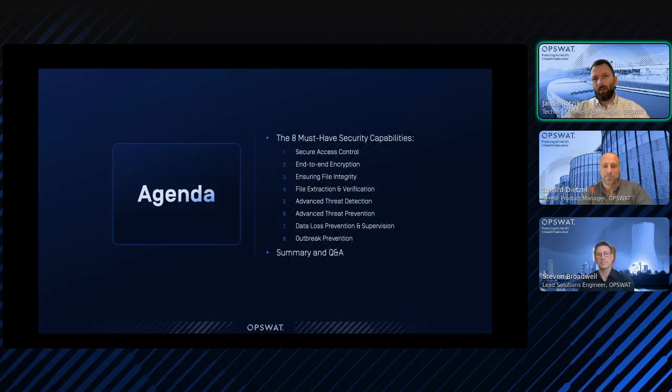So before we get started, let's quickly run through our agenda. We will visit the 8 must-have secure capabilities, including secure access control, end-to-end encryption, file integrity, file extraction and file type verification, advanced threat detection and prevention technologies, and data loss prevention, supervisor approval workflows, and last but not least, the outbreak prevention. Before we end our session, we will have a quick Q&A session and a summary.